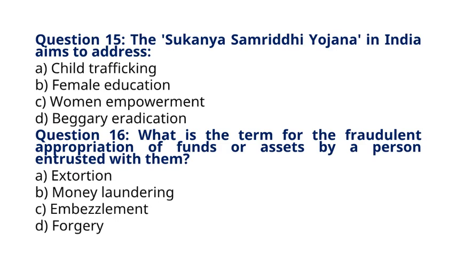Question 16. What is the term for the fraudulent appropriation of funds or assets by a person entrusted with them? A. Extortion. B. Money laundering. C. Embezzlement. D. Forgery. The correct answer to question 16 is option C. Embezzlement. Explanation: embezzlement is the theft or misappropriation of funds or assets by someone entrusted with them, often in a position of authority or responsibility.